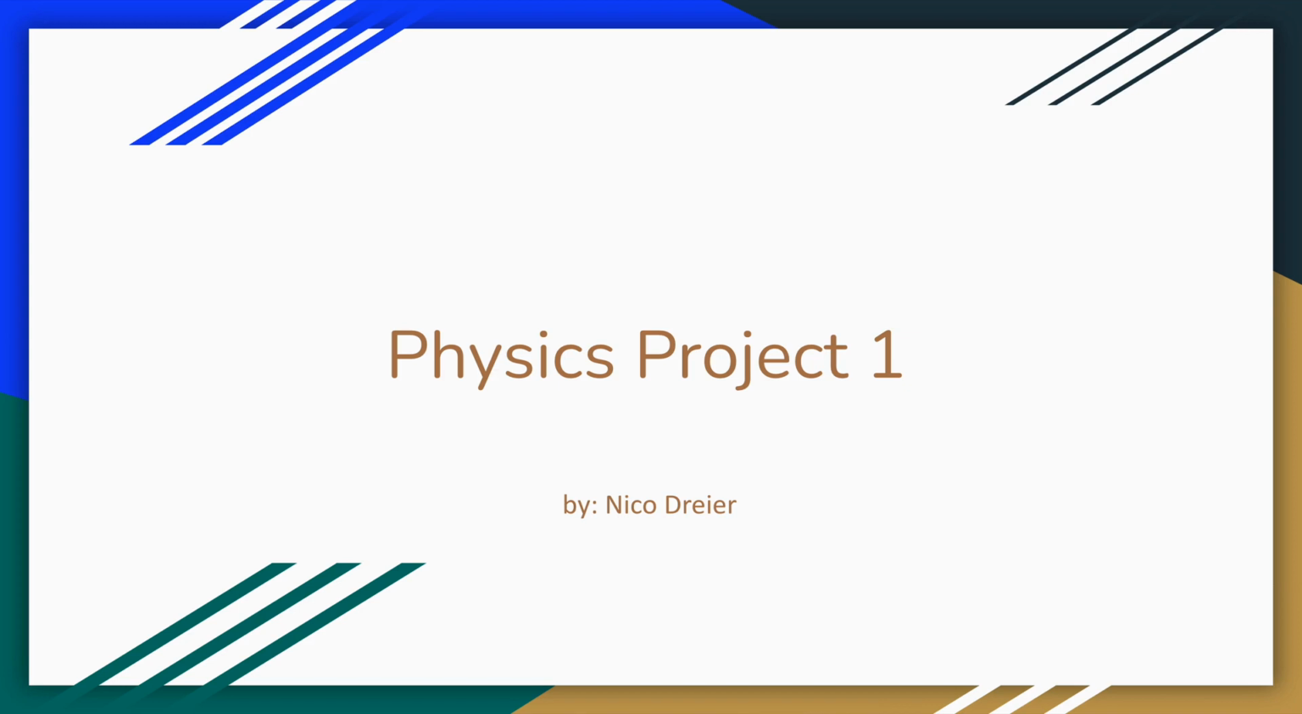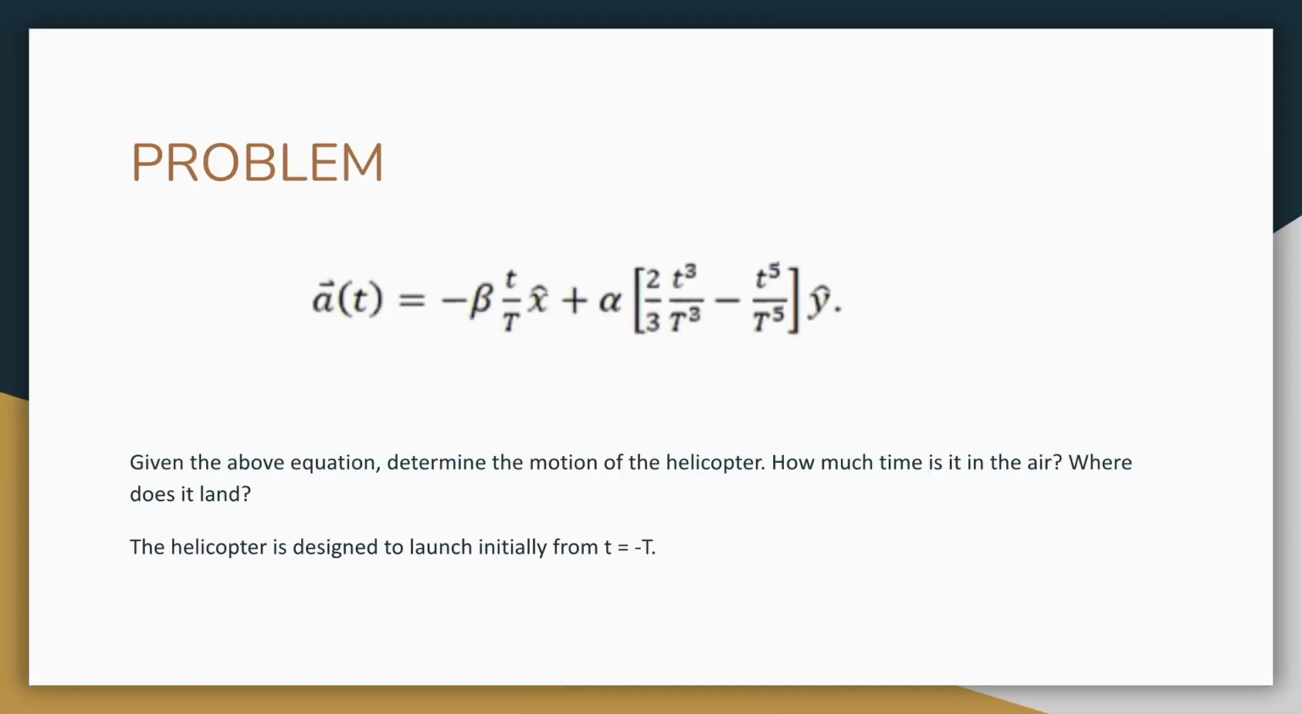So, the beginning. This initial slide describes the problem that we were given. Initially, we were given the acceleration in both the x and y directions as components and the initial time of launch at t equal to negative capital T. And we were asked to find how much time the helicopter is in the air as well as where it lands, and the horizontal direction for where it lands would be denoted by lowercase d.